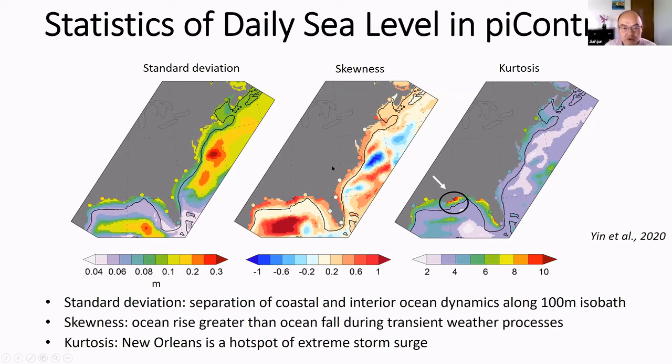The middle panel shows the skewness of the daily sea level, and the right panel shows the kurtosis of the daily sea level. Kurtosis basically measures the tailedness of the daily sea level distribution. You can see the large values along the Gulf Coast right here. That indicates the Gulf Coast is more vulnerable to severe storm surge and coastal flooding.